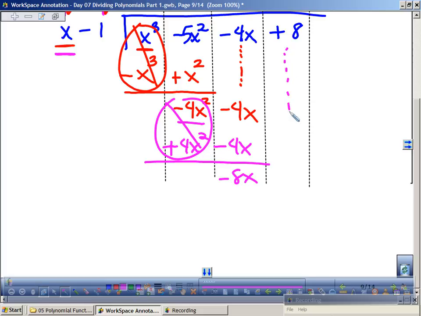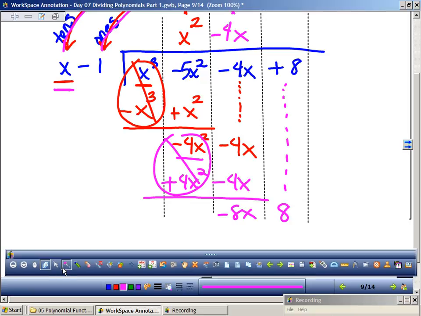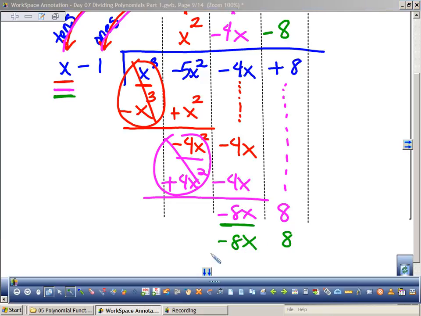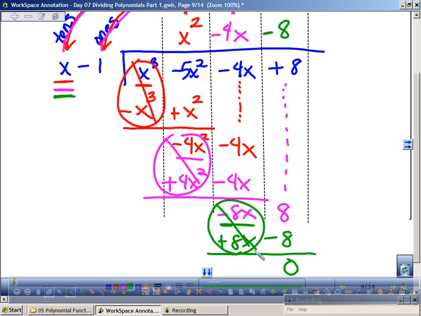Okay? Now we got to, brother, bring down. So how many times does x go into negative 8x? Negative 8. Is that going to work? Negative 8 times x makes negative 8x. So we're good. So let's do our ones place first. Negative 8 times my negative 1 is positive 8. Negative 8 times x is negative 8x. Let's do it together. Draw the line and change the sign. 8 minus 8 is 0. Negative 8x and positive 8x cancel out. You have a remainder of 0.